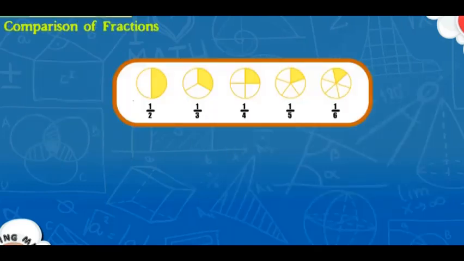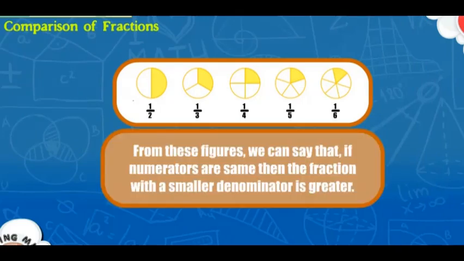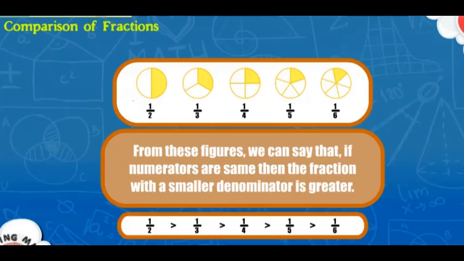Let us learn to find out which fraction is greater. From these figures, we can say that if numerators are same, then the fraction with the smaller denominator is greater. 1/2 is greater than 1/3, which is greater than 1/4, which is greater than 1/5, which is greater than 1/6.